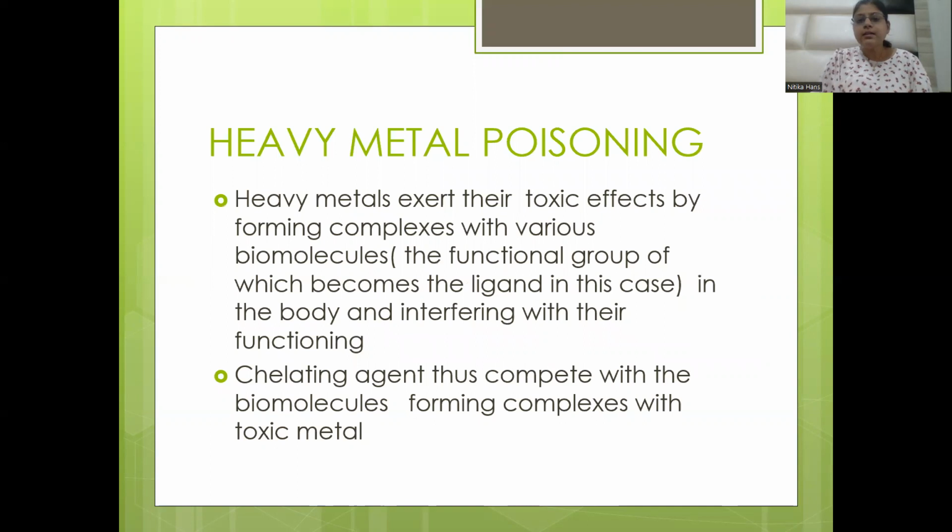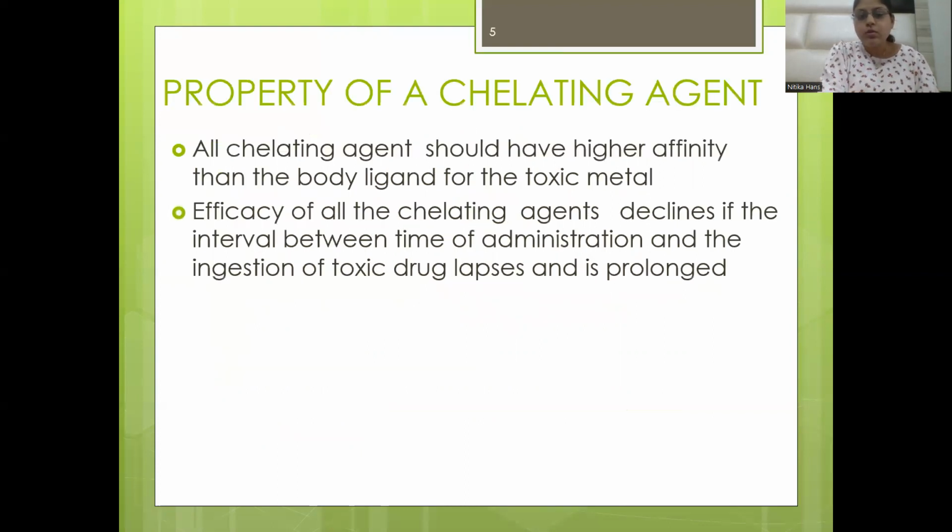The heavy metals exert their toxic effects by forming complexes with these various biomolecules. When these ligands, the biological molecules, complex with the heavy metals, toxic effects come, interfering with their functioning in the body. The chelating agents compete with these biomolecules in forming complexes with the toxic metal.